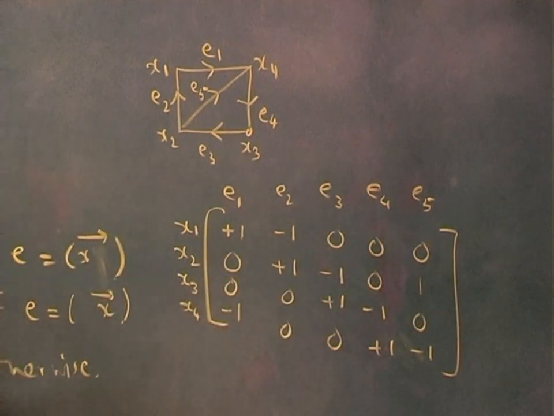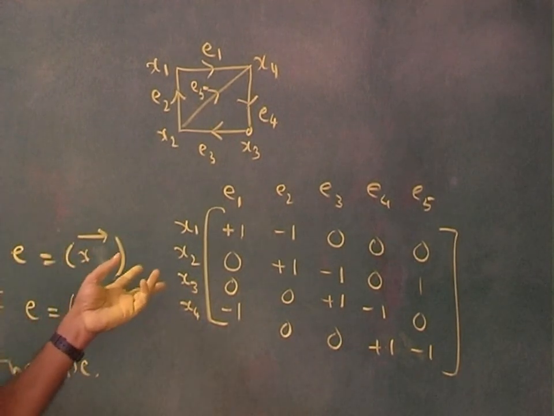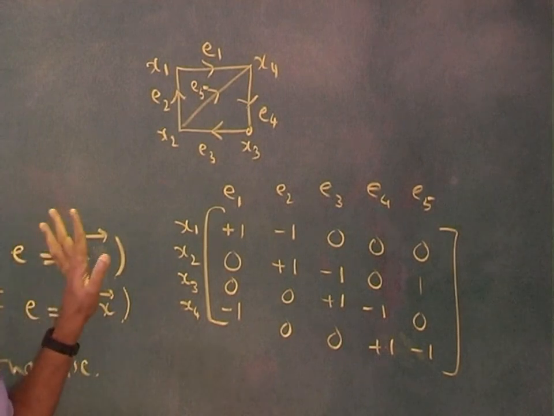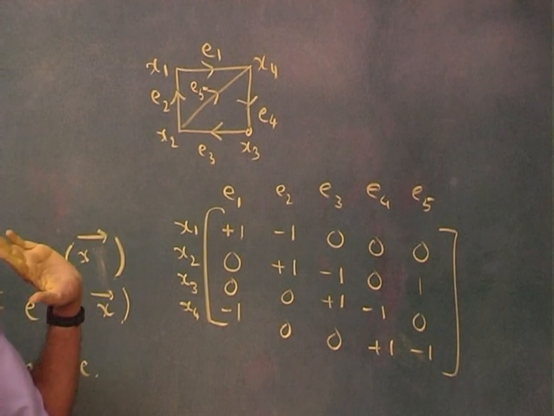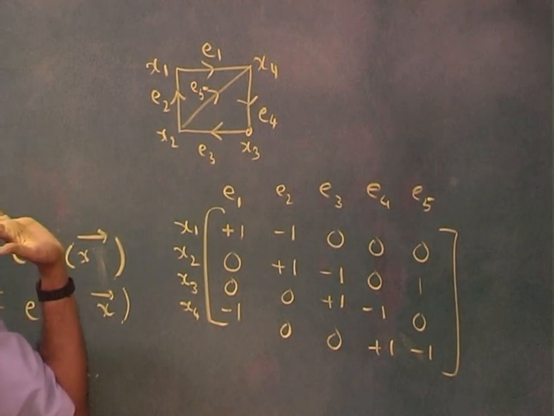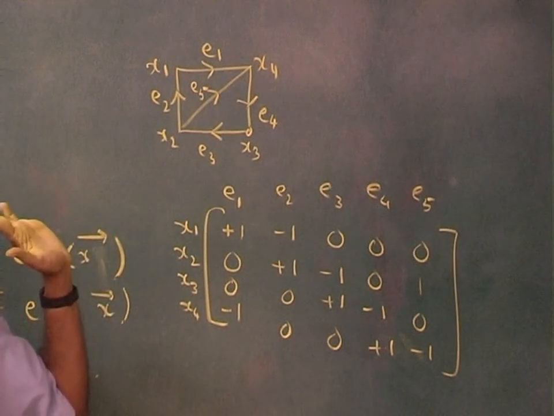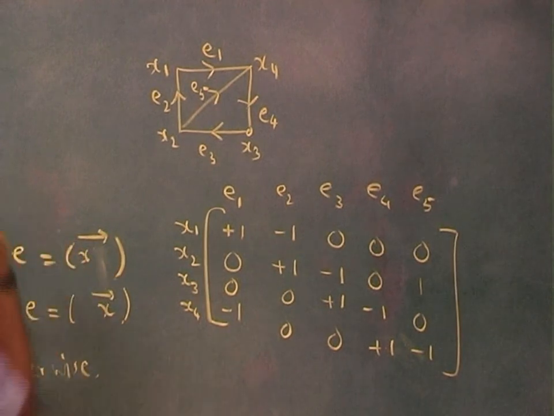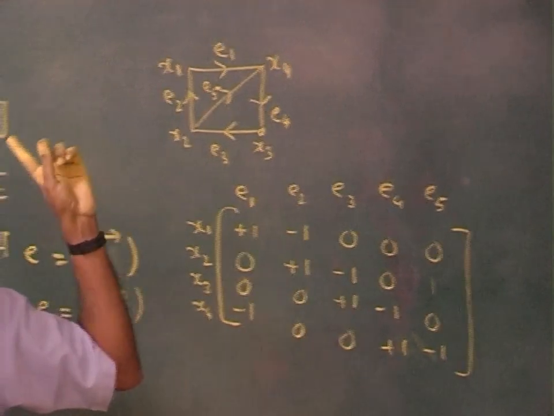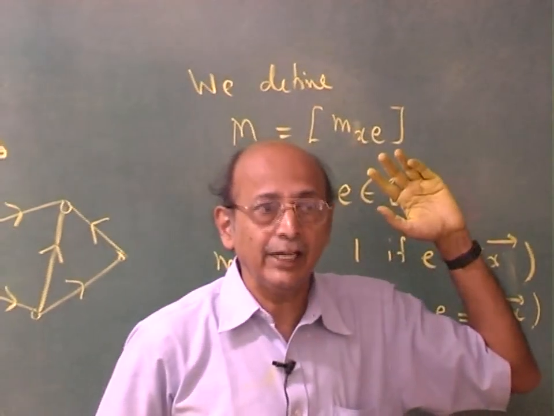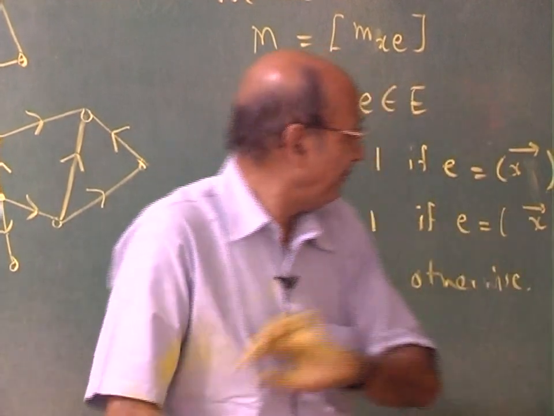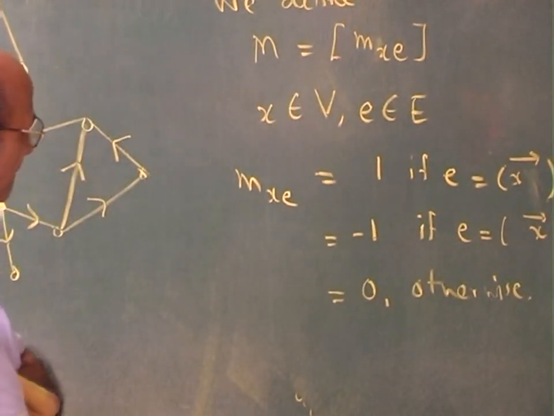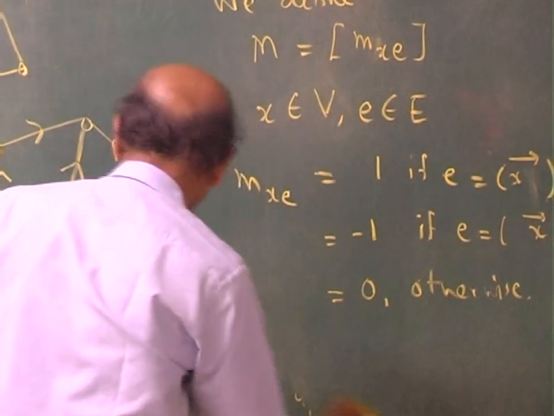So I can say something immediately. If somebody asks me to calculate the rank of this matrix, it is not equal to 4 for sure, because the rows are linearly dependent. And this is true for all incidence matrices. An incidence matrix is an n by m matrix in which the rows are linearly dependent. Rows are actually linearly dependent. Definition.